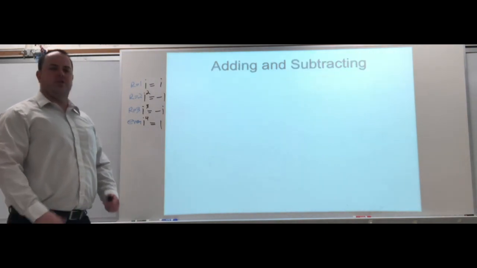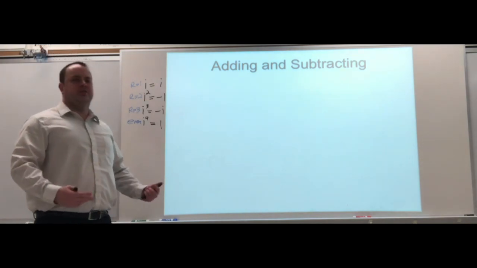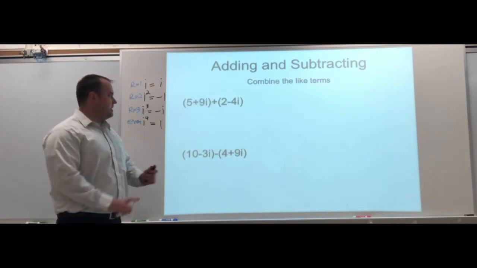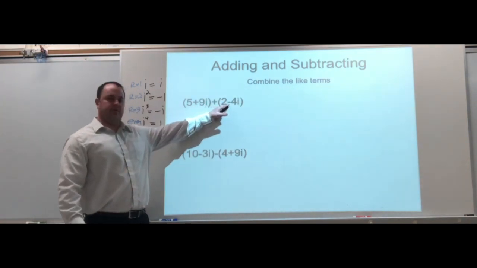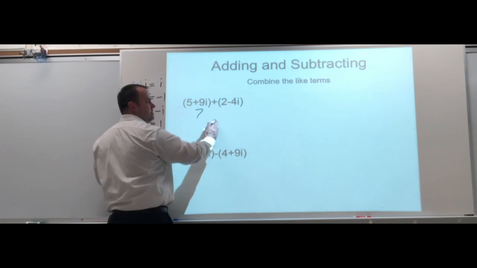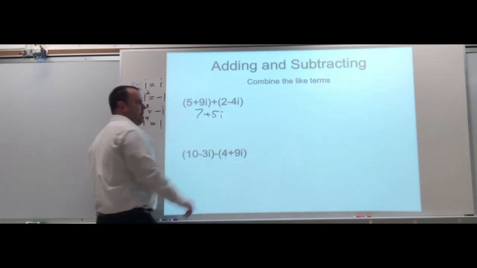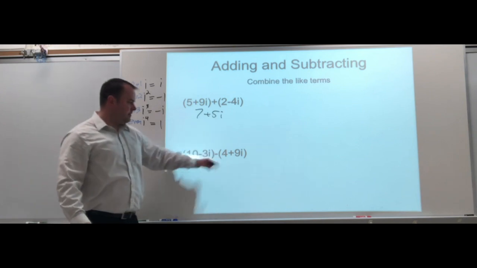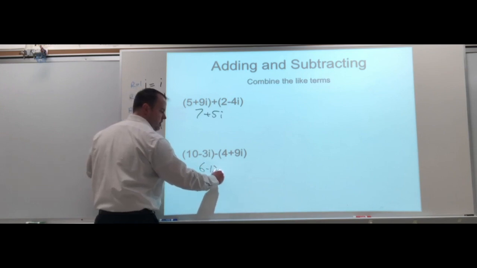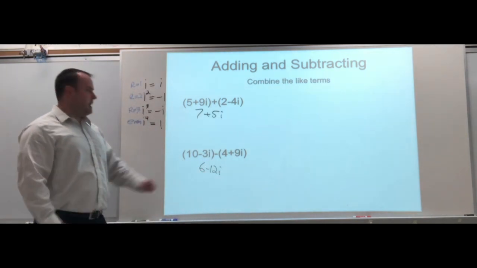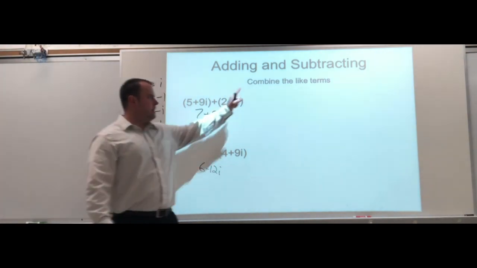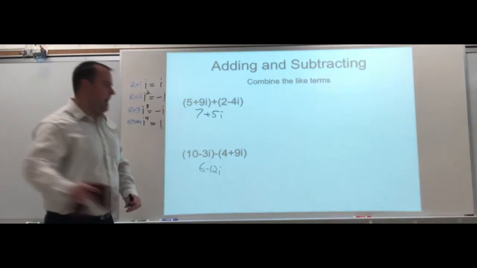Now, when we're doing computations, adding and subtracting, i is just another variable. Combine the like terms. So if you're given values like this, 5 plus 9i plus 2 minus 4i. Okay? Combine the like terms. 5 plus 2 is 7. 9i plus -4i is 5i. 10 minus 4, let's watch our signs. -3i minus 9i, -12i. Okay? Make sure it goes real number, then imaginary. Adding, subtracting, just combine the like terms. Don't do more work than you have to.